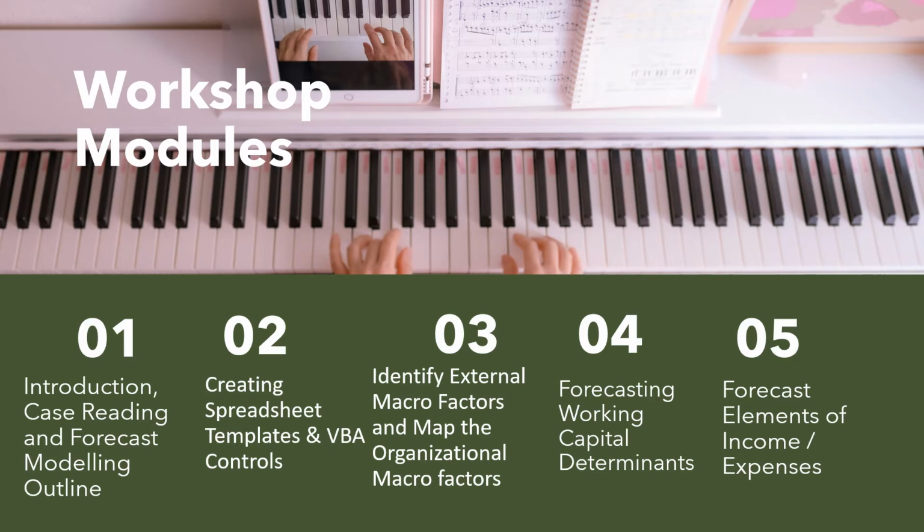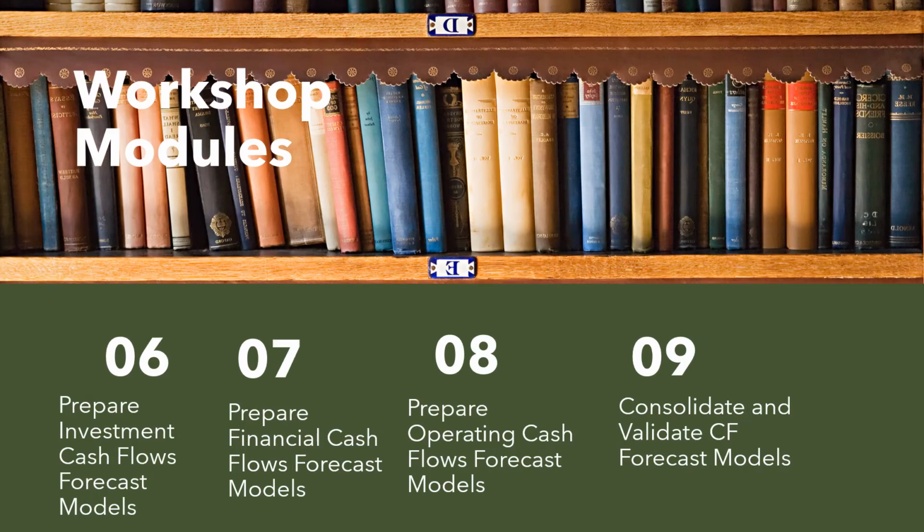The fourth module is on forecasting working capital determinants. The fifth one is on forecasting elements of income and expenses. Module 6 is on preparation of investment cash flows forecast models. Module 7 deals with the preparation of financial cash flows forecast models. And Module 8 is on preparation of operating cash flows forecast models.